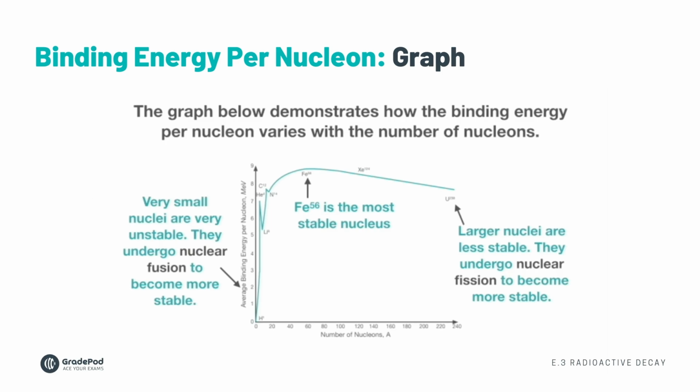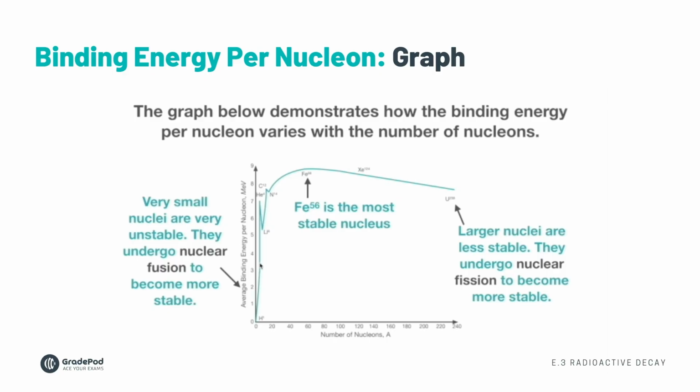If you take every atom, every possible isotope, and calculate their binding energy per nucleon, you end up with a graph that looks a little bit like this. Here we have the number of nucleons across the bottom, so the number of protons plus neutrons in the nucleus. And on the y-axis, we have the average binding energy per nucleon. And you can see that very small atoms, so hydrogen, helium, boron, carbon, that sort of thing, have quite small binding energies. They're not very stable.